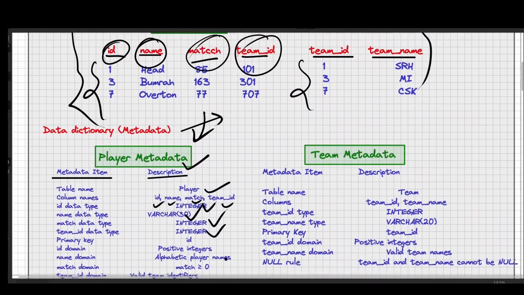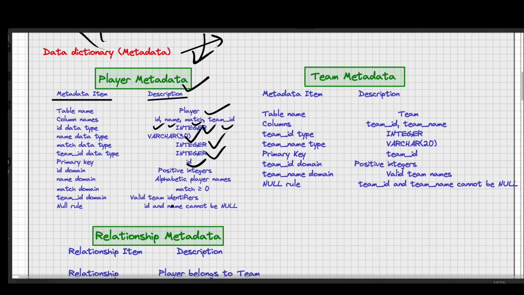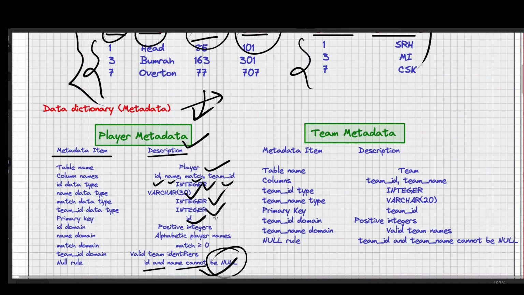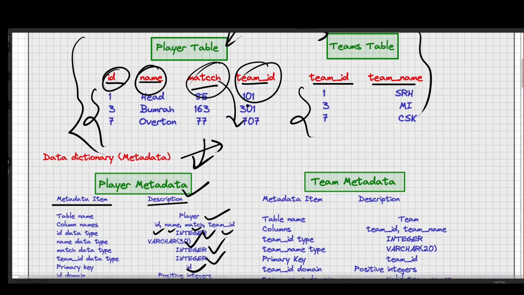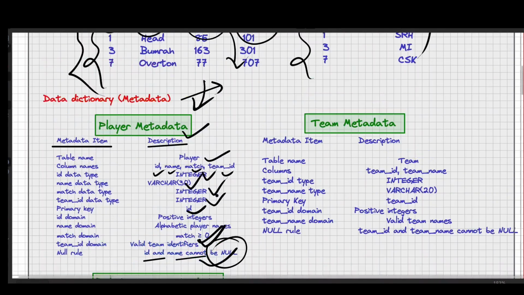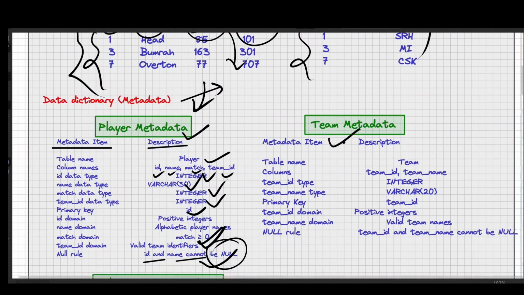Also we have constraints, like here we have primary key which is ID, which means this ID cannot be null and it should be unique, which is defined in our metadata. Like here, ID and name cannot be null. Also we have other constraints, like here the number of matches played by any player should always be greater than or equal to 0, which is defined in metadata. Similarly we have also team metadata.